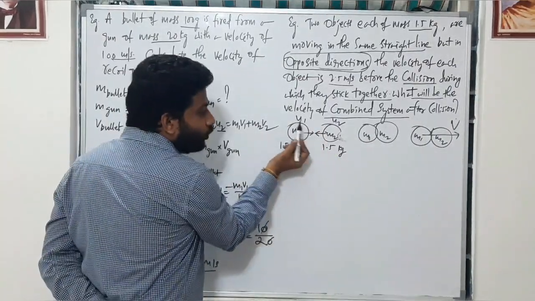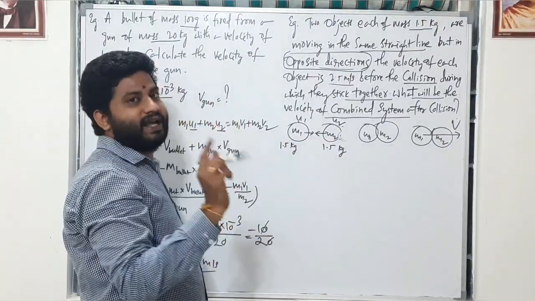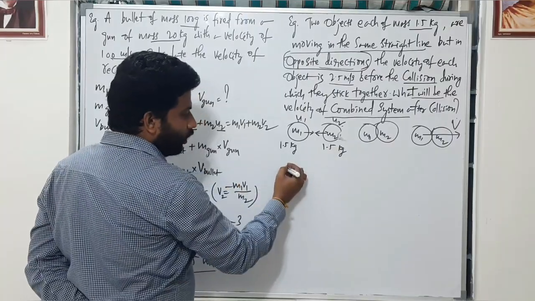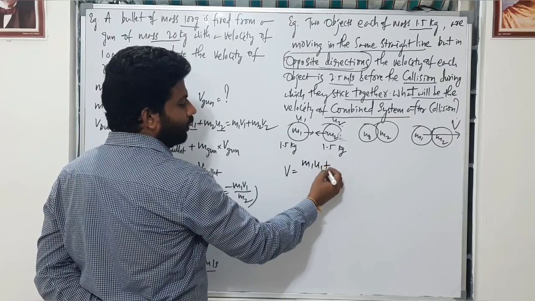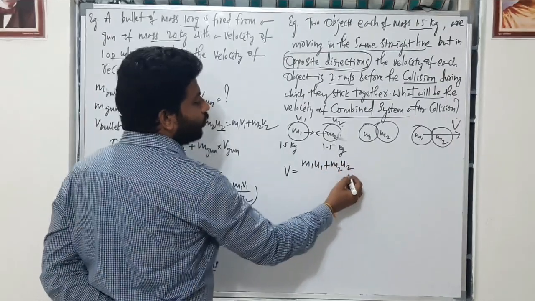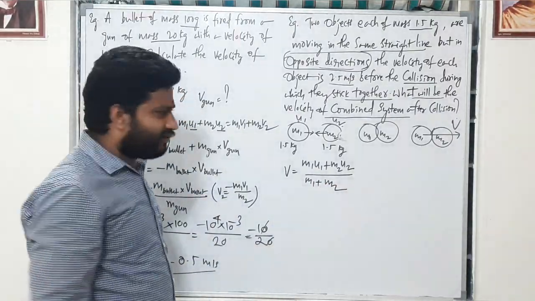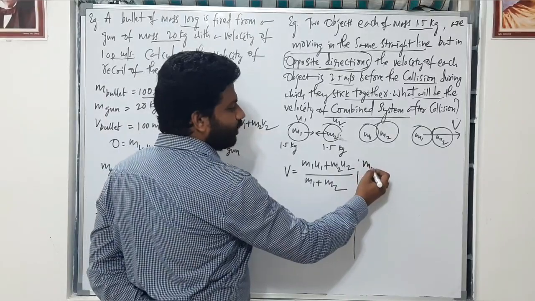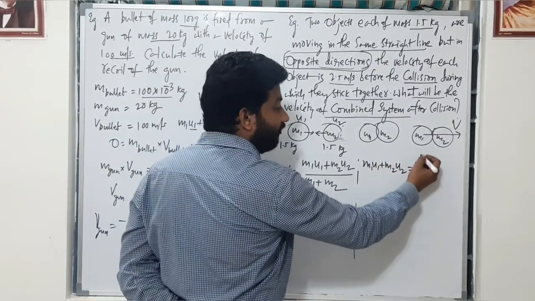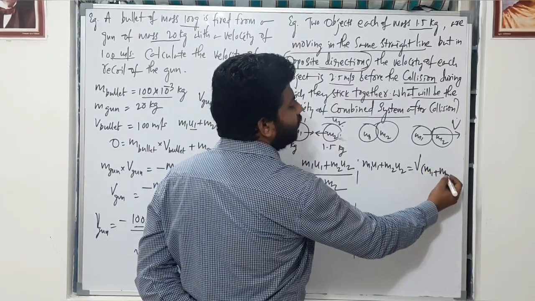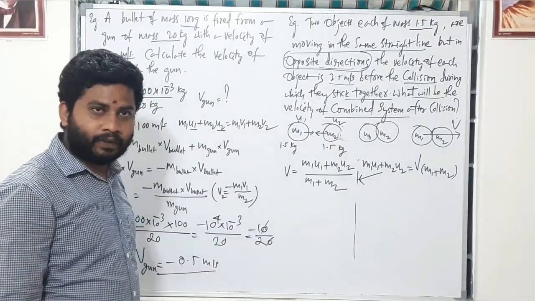So if you consider this velocity is positive, this velocity must be negative because they are moving in opposite directions. Now, what is the common velocity formula? M1 U1 plus M2 U2 divided by M1 plus M2. This is the common velocity formula. From where did you get this equation? M1 U1 plus M2 U2 is equal to V into M1 plus M2. From here only you got this equation for common velocity.